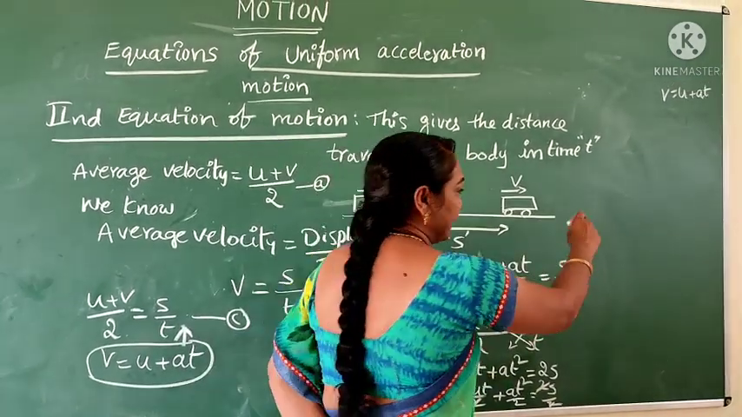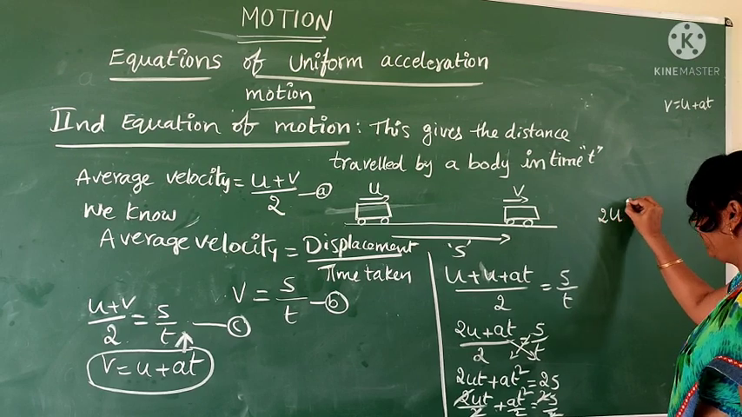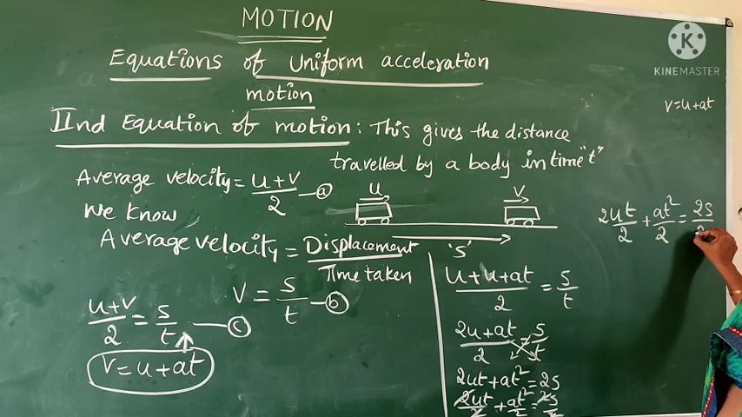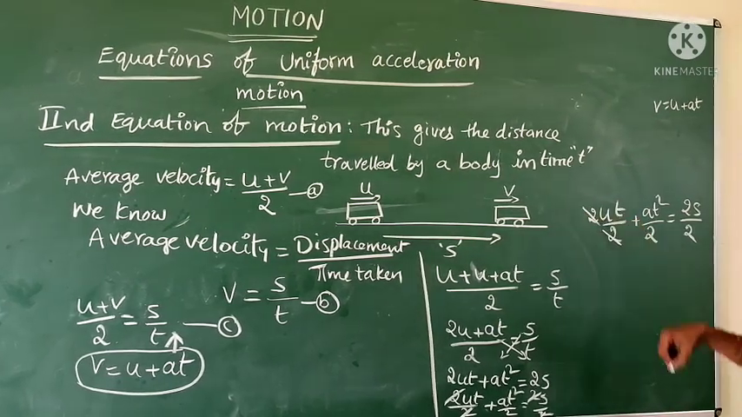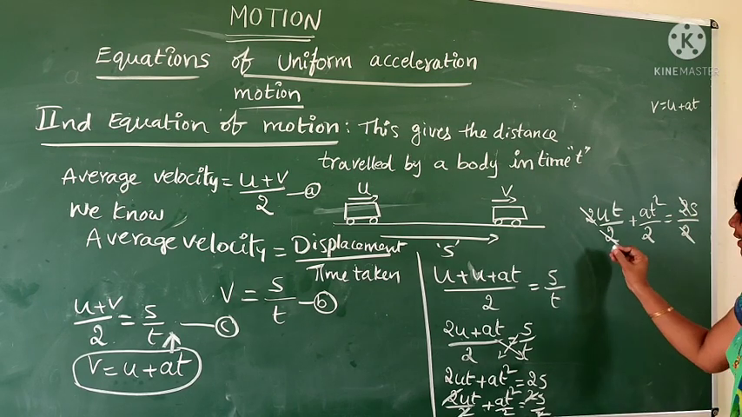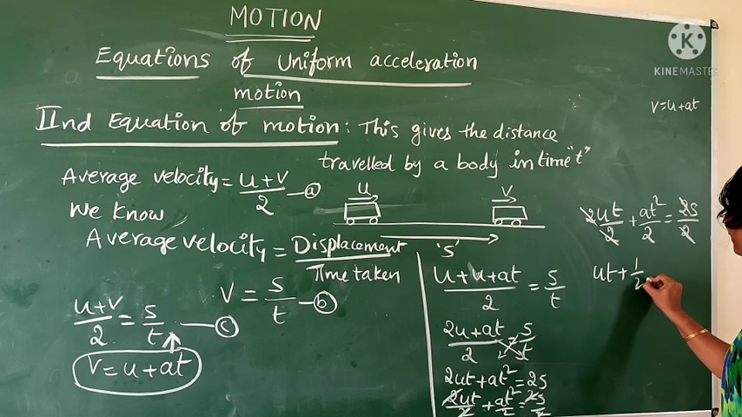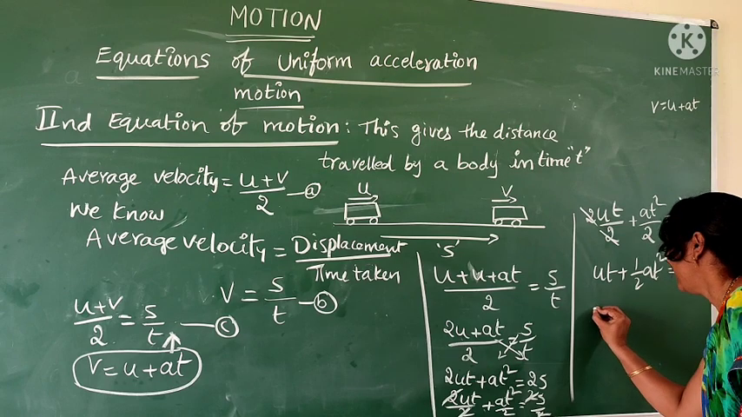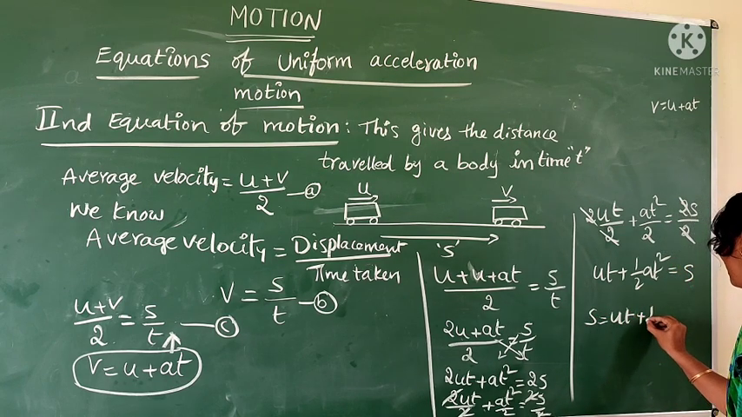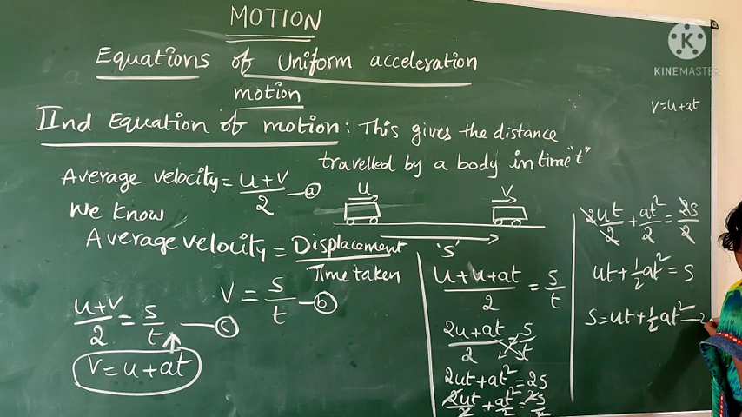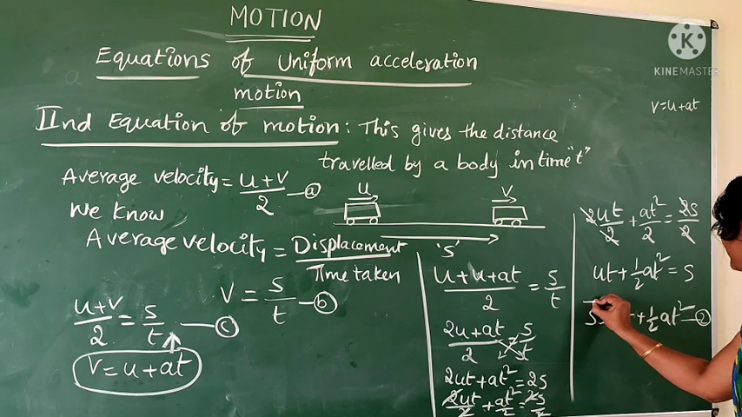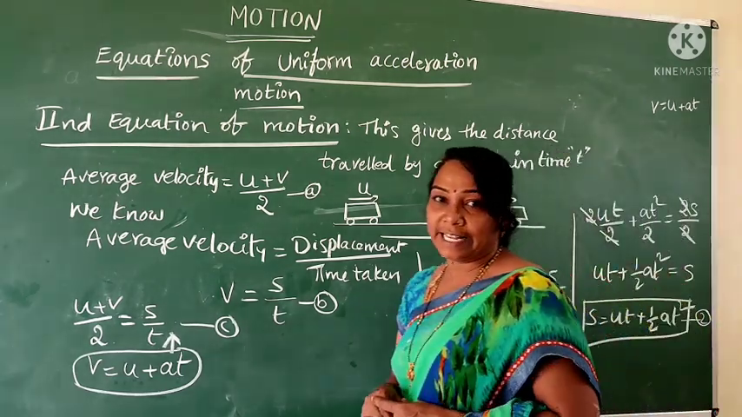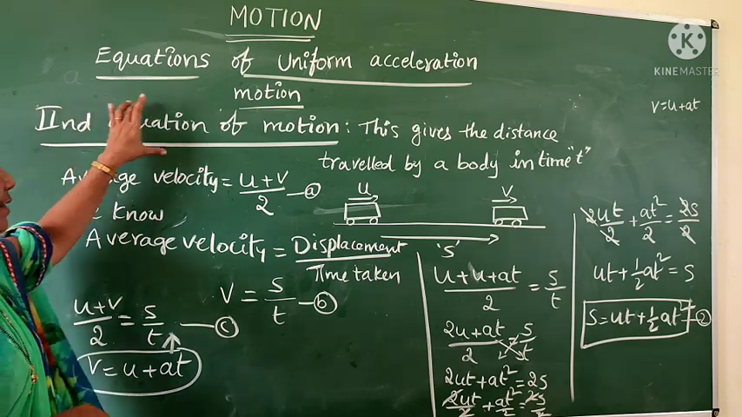We will write this formula once again here. 2ut by 2 plus at square by 2 equal to 2s by 2. By cancellation, the 2s cancel. Then we get ut plus half at square equal to s. We can write this simply as s = ut + half at square. This is the second equation of motion.